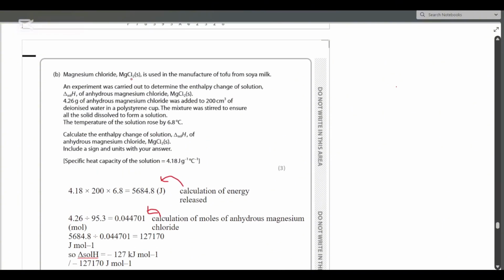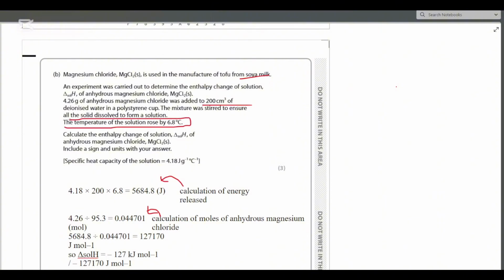Moving on, they said magnesium chloride is used in the manufacture of tofu from soya milk. An experiment was carried out to determine the enthalpy change of solution of anhydrous magnesium chloride. 4.26 grams of anhydrous magnesium chloride was added to 200 cm³ of deionized water in a polystyrene cup. The mixture was stirred to ensure all the solid dissolved to form a solution, and the temperature of the solution rose by 6.8 degrees Celsius. They told you to find the enthalpy change of solution.